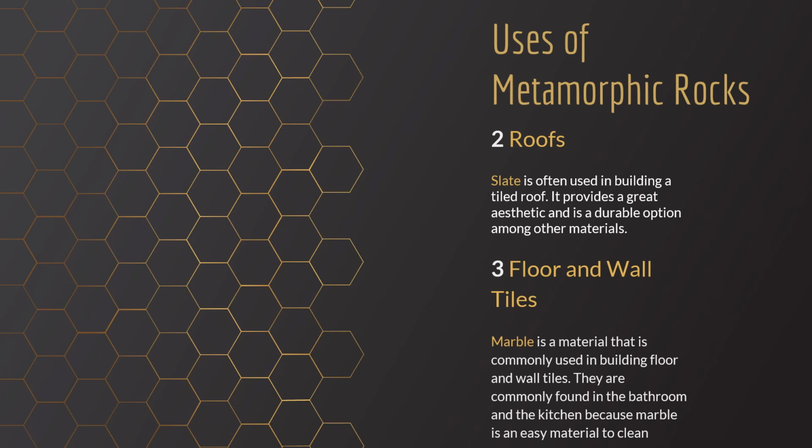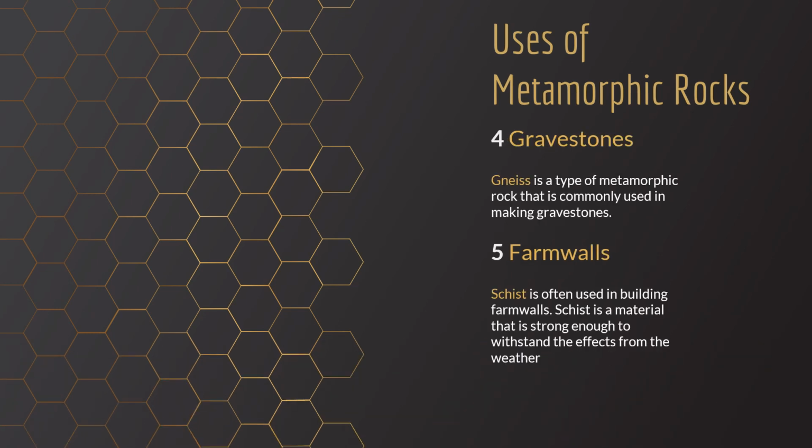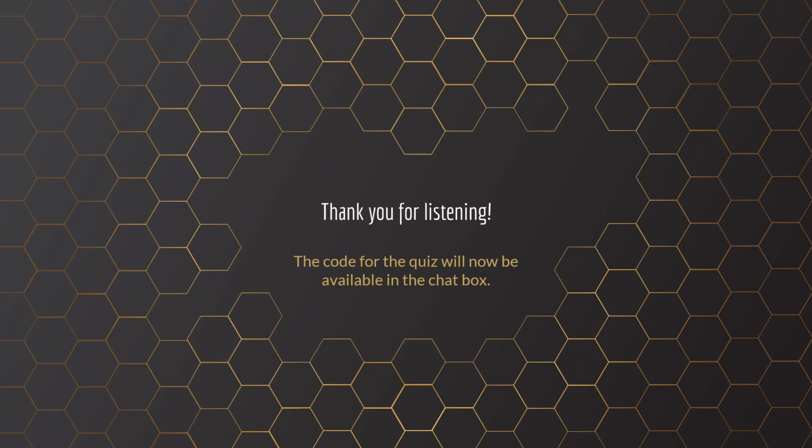For the fourth use of metamorphic rocks, they are used in building gravestones. Gneiss is a type of metamorphic rock that is commonly used in making gravestones. And lastly, they are used in building farm walls. Schist is often used in building farm walls and is a material that is strong enough to withstand the effects from the weather. So that was basically everything for sedimentary and metamorphic rocks and their engineering usages.